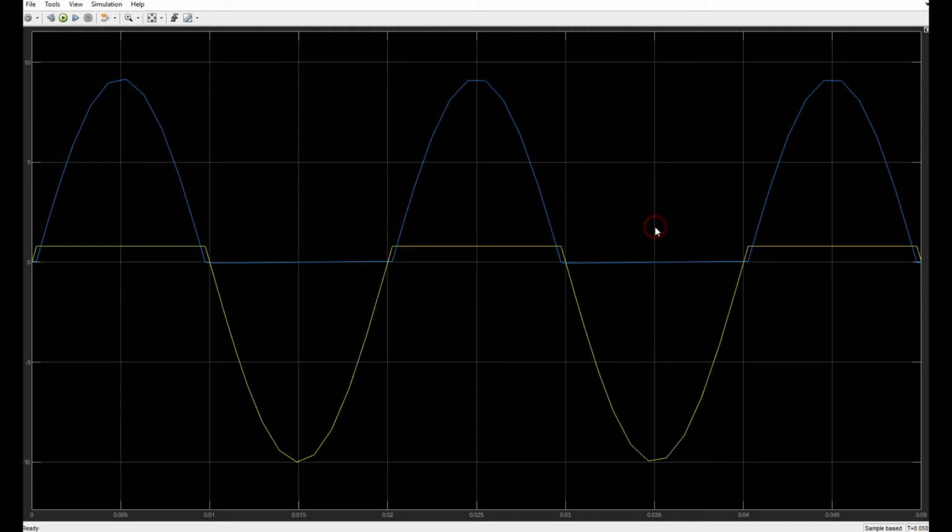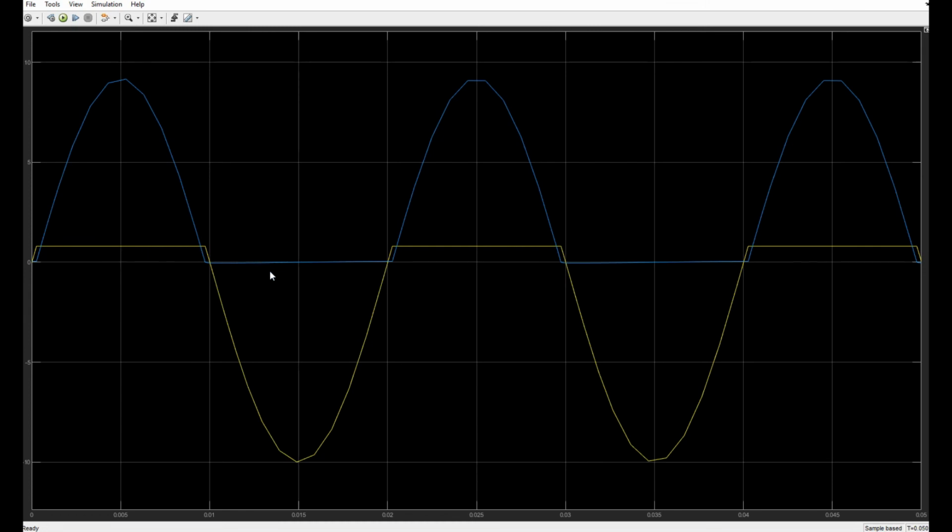Click on scope. Here it is. I am showing two graphs. One is for the voltage drop across the diode, and the other one is the voltage drop across resistance R. This blue one is showing the voltage drop across resistance R, and the yellow one is showing the voltage drop across the diode. Notice that for the positive half cycle, the majority of the voltage is dropped across the resistance, because the diode is acting in forward bias, and only 0.8 volt is dropped across the diode.